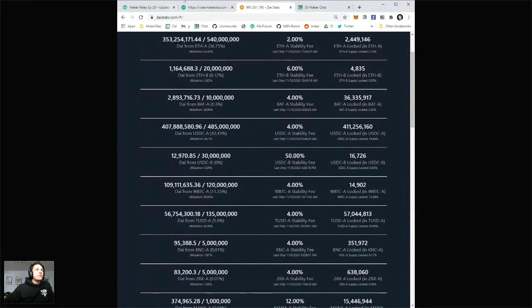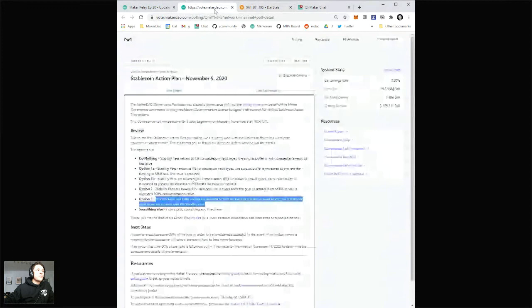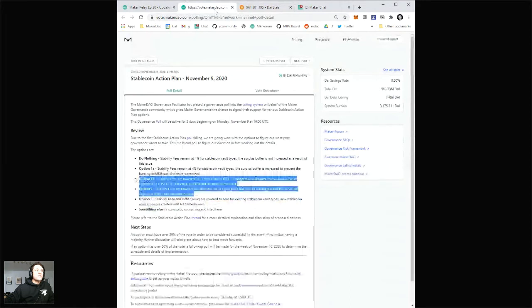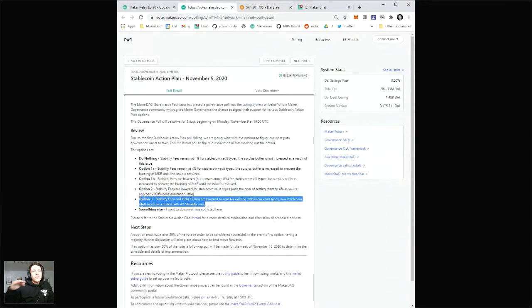So yeah, that's kind of option 3 here, right? Stability fees are lowered and a new stablecoin vault type is created. So these are kind of just slowing down, but not giving people an option to continue doing this. Whereas this is cutting off the last cohort that is slowly getting into the red zone, and opening it up for future people to do kind of the similar strategy.